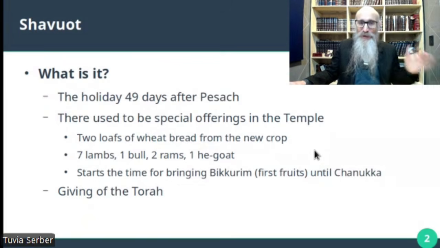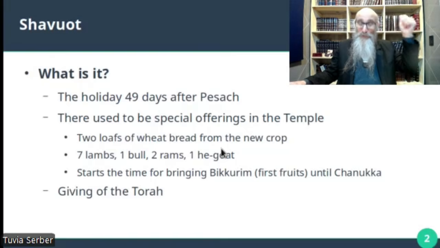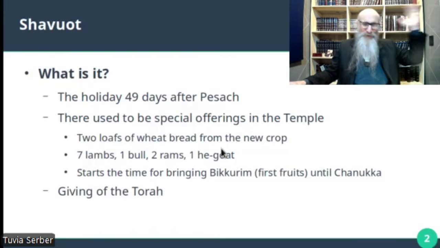In addition to that, there used to be 2 loaves of wheat bread, specifically wheat bread, and it had to be leavened bread. I didn't write it down, but it had to be leavened bread, interestingly. 49 days before, in Pesach, leavened bread is completely forbidden. It's a terrible transgression of the Torah for Jews.